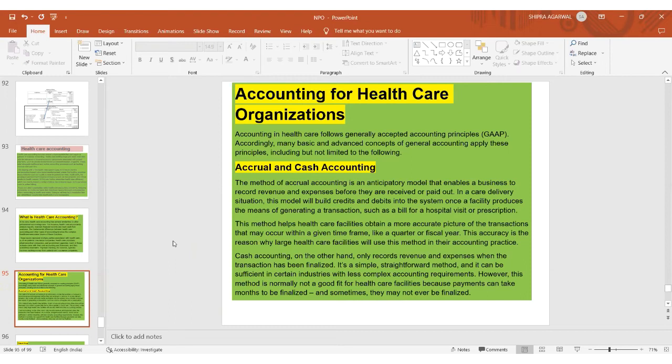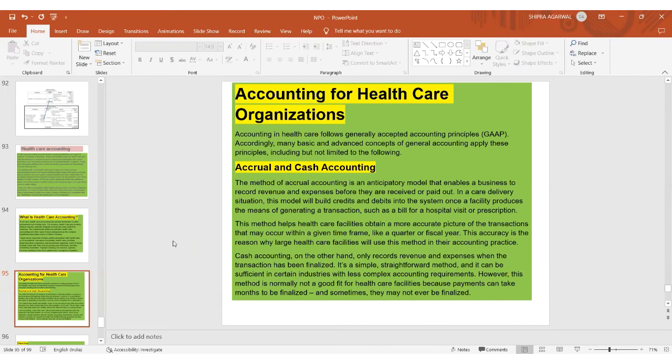Like for example, if a patient is coming to you in the OPD department, you cannot say, okay, you get your services today and you can pay after 15 days or maybe after a month. So that way it has to be dealt with on a cash basis, right? But there are certain other things which have to be considered both ways, cash as well as accrual basis, right?